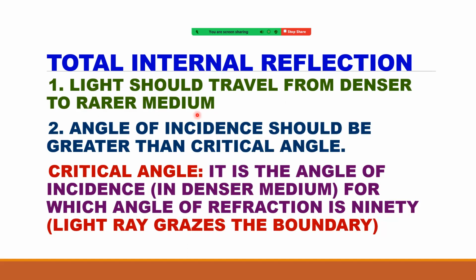Light should travel from denser to rarer medium. Angle of incidence should be greater than critical angle. And what's the meaning of critical angle? It is the angle of incidence in denser medium for which angle of refraction is 90. That means light ray grazes the boundary. Okay. Let us now solve problems basing on this.